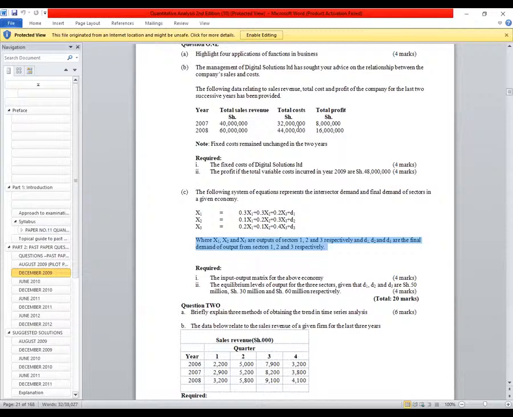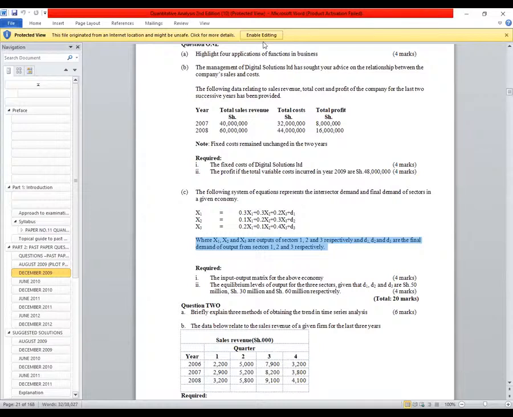We have year 07. We can see they have given us the total sales revenue, the total cost, and the total profit. And then they are telling us something quite important, which will make us understand that we are dealing with a straight line equation. They note that fixed cost remains unchanged in the 2 years.